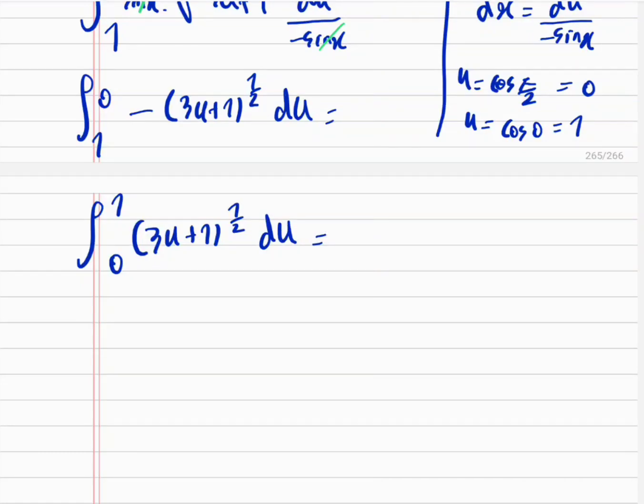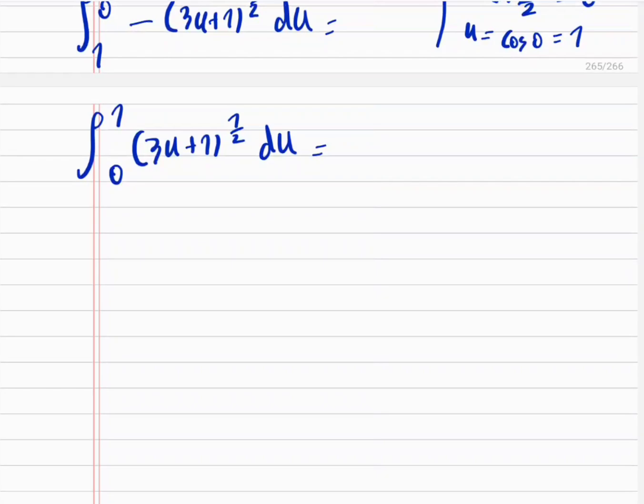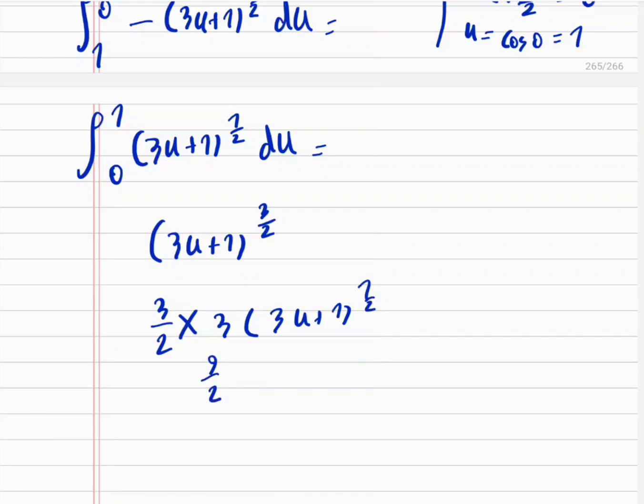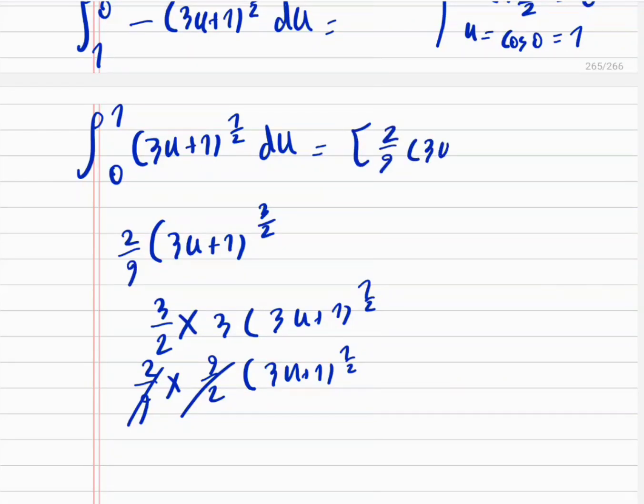Okay, now here we need to use reverse chain rule to integrate this. So we can make the educated guess 3u plus 1 to the power of 3 over 2. Now let's differentiate and see how correct this is. So we get 3 over 2 times 3 and then 3u plus 1 to the power of half. So this is the same as 9 over 2 times 3u plus 1 to the power of half. And when we compare this with what we have here, we must have 2 over 9 here so that the coefficients cancel out and we just get 3u plus 1 to the power of half. So therefore, the answer is 2 over 9 times 3u plus 1 to the power of 3 over 2.